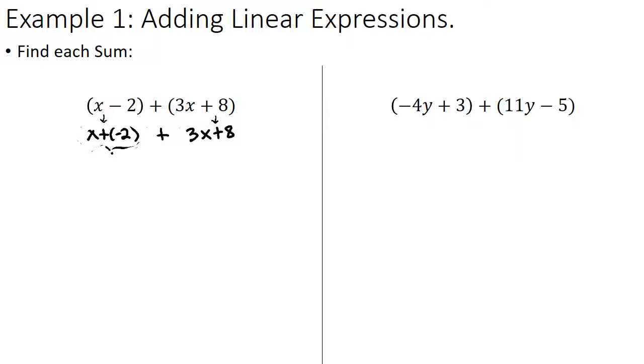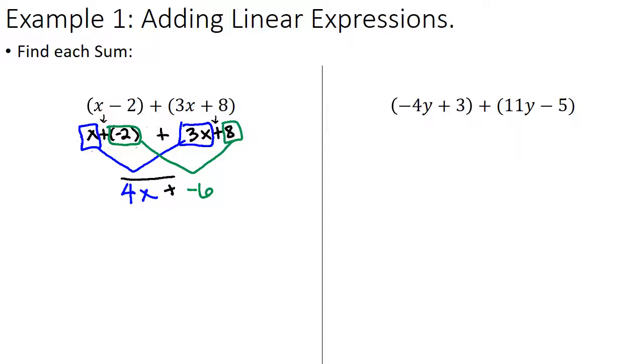As we drop out those parentheses, we now have our larger expression, which is x plus negative 2 plus 3x plus 8. So now we can look at our terms for like terms, and then start combining them to simplify this expression all the way. We have x plus 3x, which gives me 4x, and negative 2 and 8, which gives me negative 6. And then as I add those two together, I'm completely done.